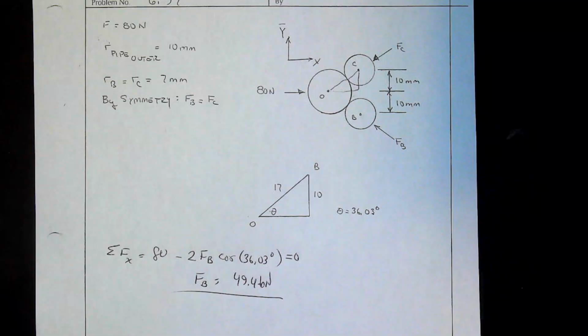So we have 80 newtons going in a positive direction. FB and FC are equal, so I'll just say minus 2FB cos of 36.03 degrees. Set that equal to 0, solve for FB, and I could have written 2FC here if I wanted, whatever. We get 49.46 newtons. And that one's done. All right.